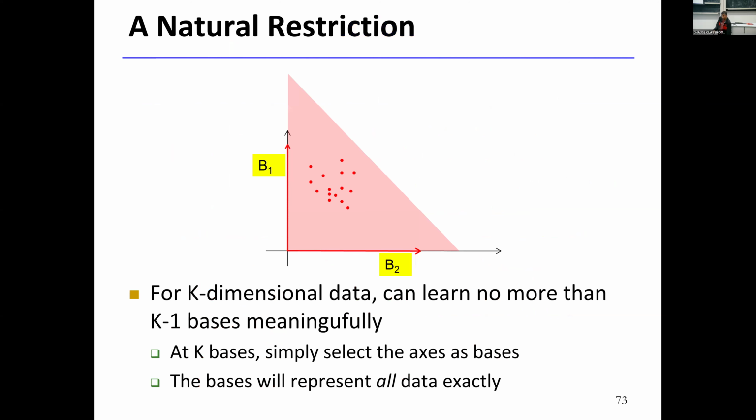Except it comes with an unnecessary restriction. And the restriction was, we saw that the number of bases you can learn cannot exceed the dimensionality of the data. If you do, then you're just going to end up learning the boundaries of the object, which makes no sense. What you really want is for the basis to represent the data as compactly as possible. And it won't happen if you do things naively, right?